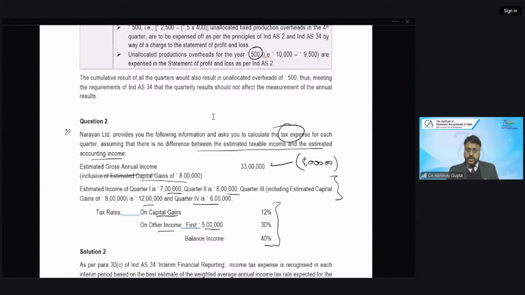Weighted average annual income tax rate is 38%. Okay. So what is the amount for each of the quarters in terms of the tax amount? Q1, you are saying 2,66,000, that is 7 lakh into 38%. Okay.